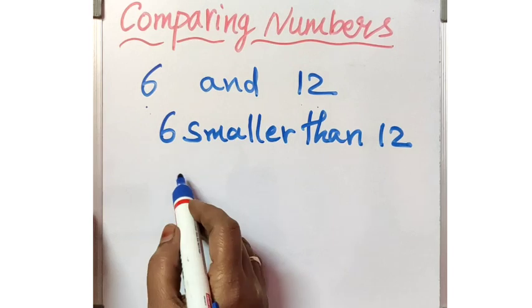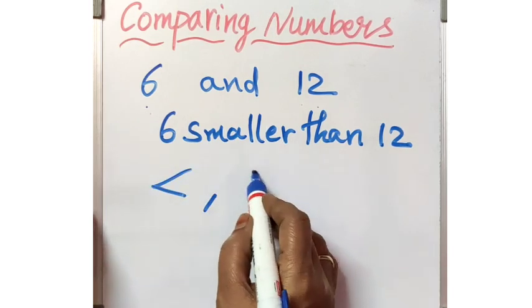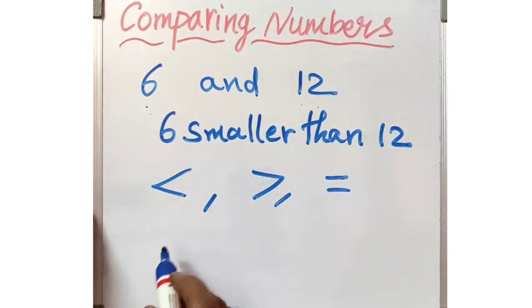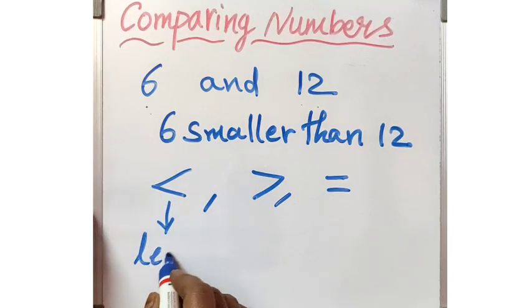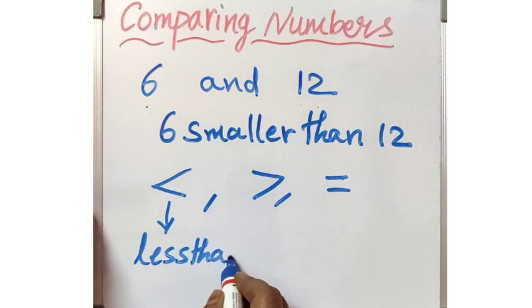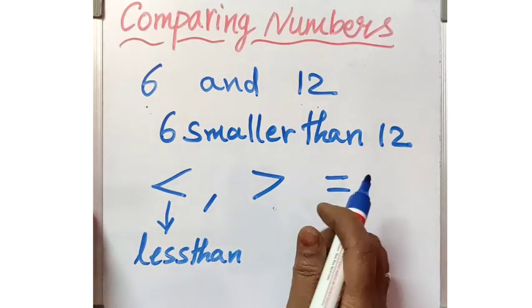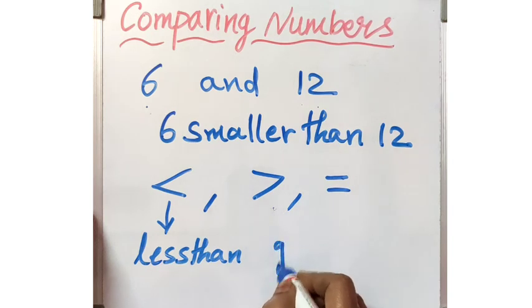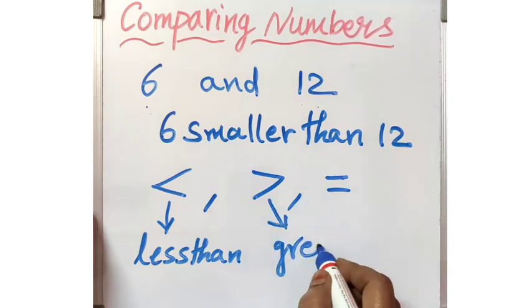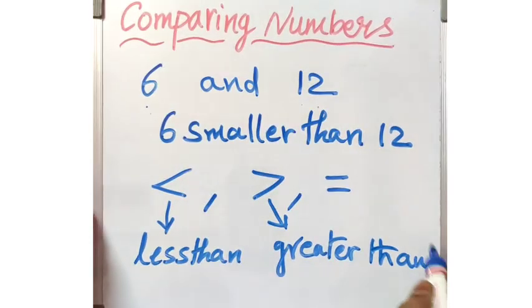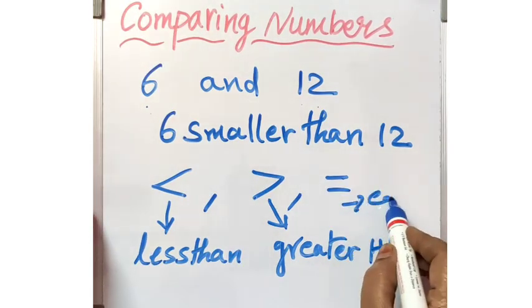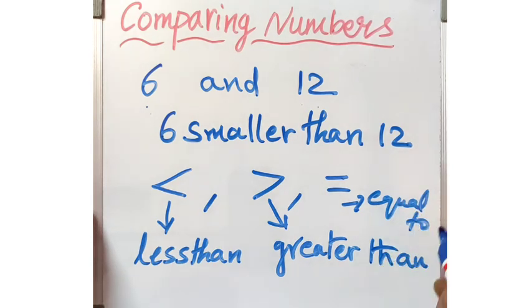Already we have learnt about these signs: less than, greater than and equal to. This symbol is called less than, and this symbol is called greater than, and this is called equal to. So these are the concepts we have already learnt.